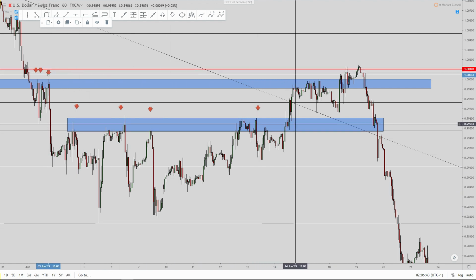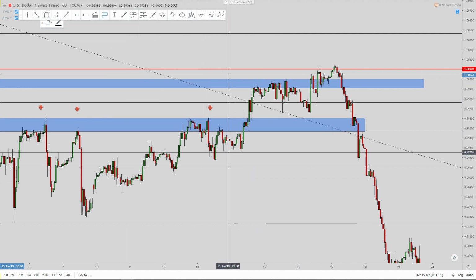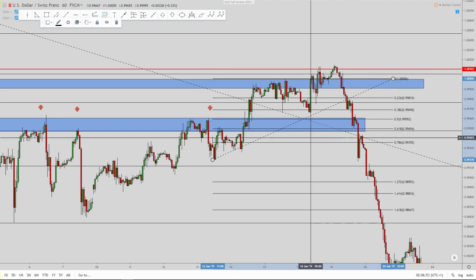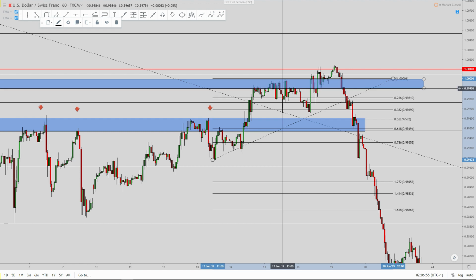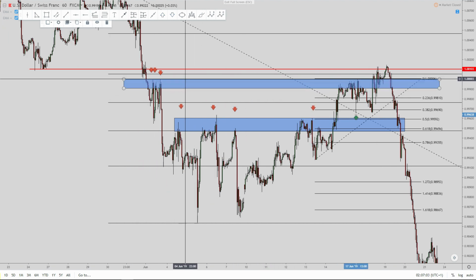So we broke out of this level here, retested it from the underside, we've got a 382 with a little pin bar. Guarantee there's some buyers here. Meanwhile, we've pushed back up to this structure.